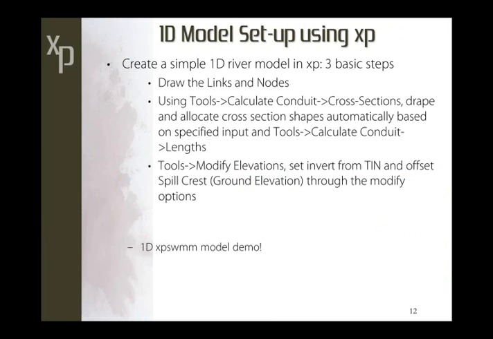And so that sums up our conversion of a HEC-RAS model into XP. Now, if you were to recreate a HEC-RAS model from scratch, or create a river model from scratch in a new project, you could do this in XP in 3 basic steps. First would be drawing the links and nodes. The second would be using the tools calculate conduit options to not only automatically drape and allocate the cross-section shapes to the given links, but also to specify or automatically input the link lengths. And then the third step would be to use the modify elevations option to set the inverts from the tin and offset the spill crest.